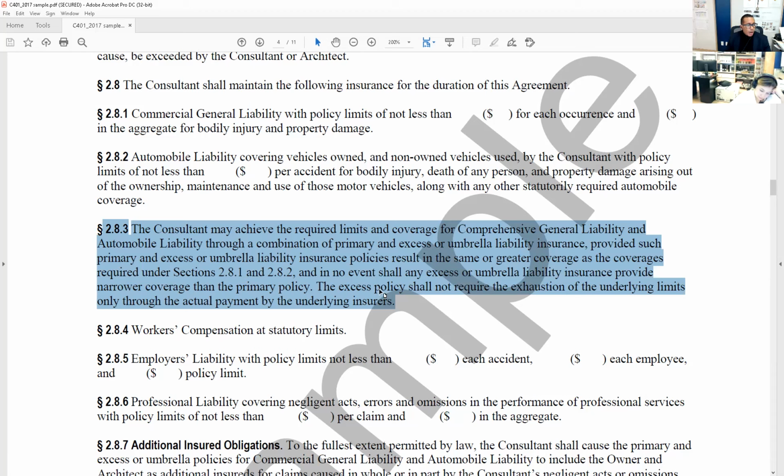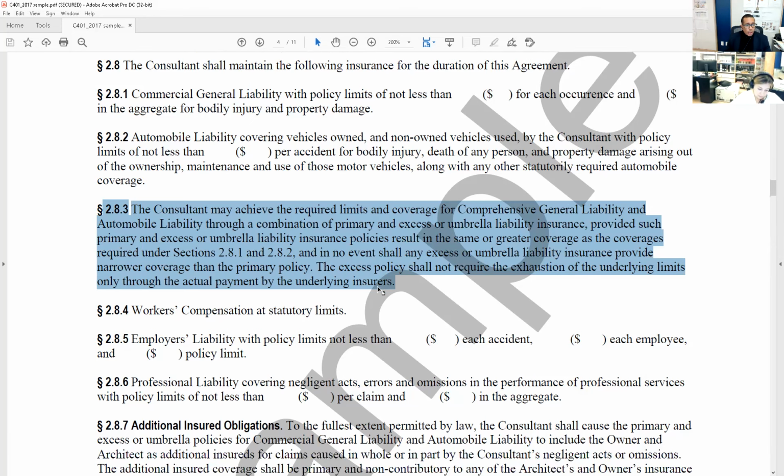But again, provided such primary and excess or umbrella liability insurance policies result in the same or greater coverages as the coverages required under section 2.8.1, 2.8.2, and in no event shall any excess or umbrella liability insurance provide narrower coverage than the primary policy. The excess policy shall not require the exhaustion of the underlying limits only through the actual payment by the underlying insurers. Whole mouthful. I'm not sure how you would really apply a lot of it. Not that you really need a whole lot of it.